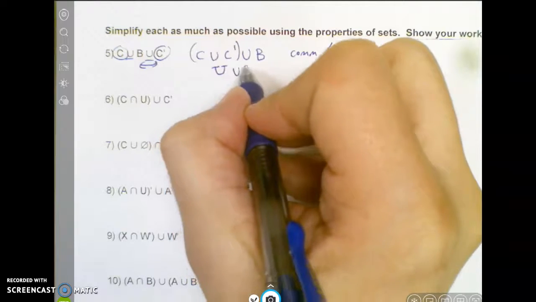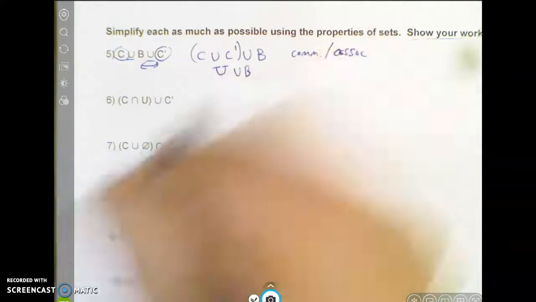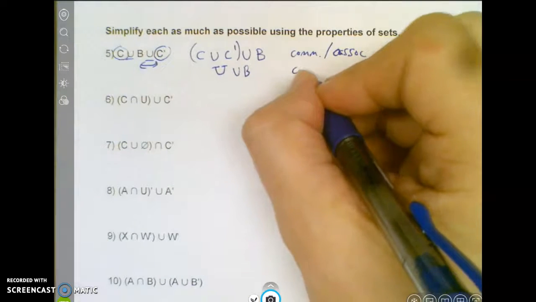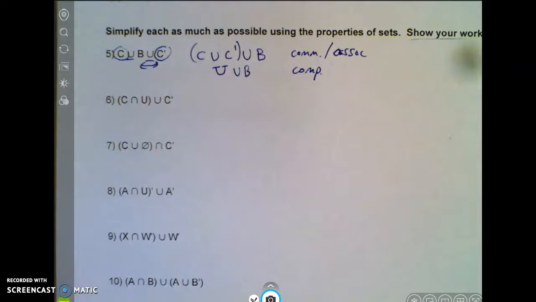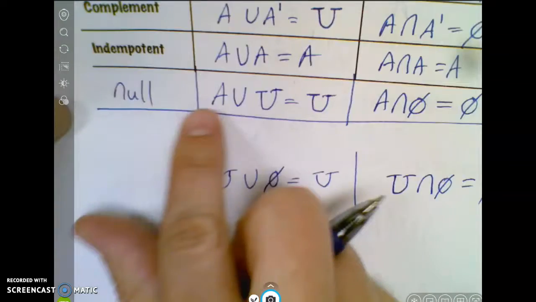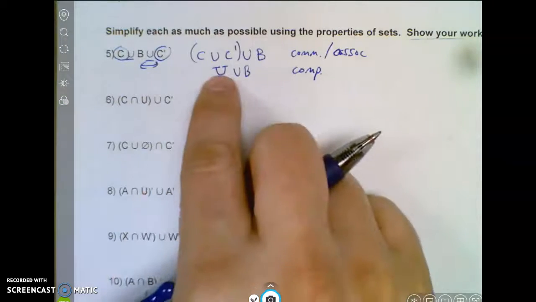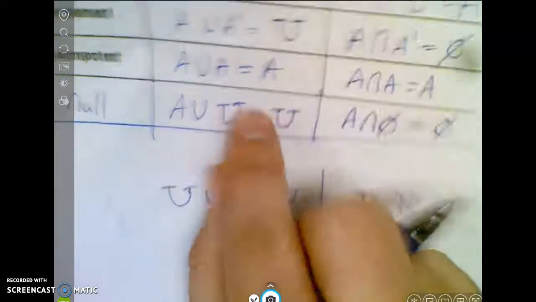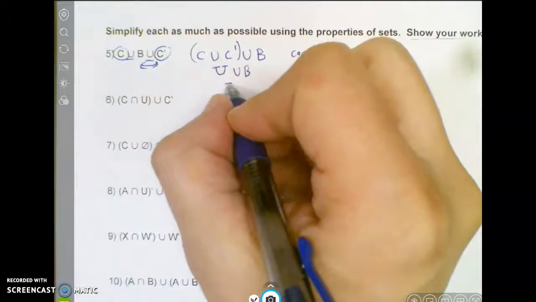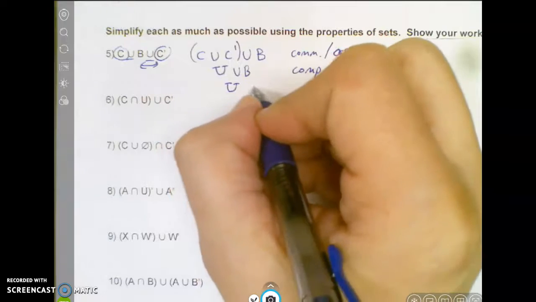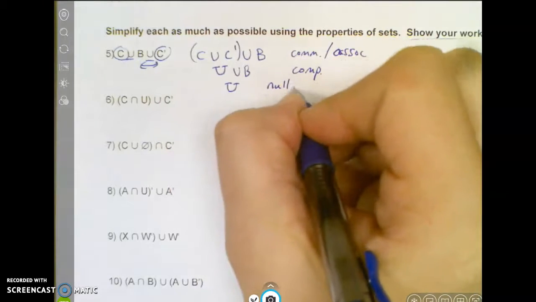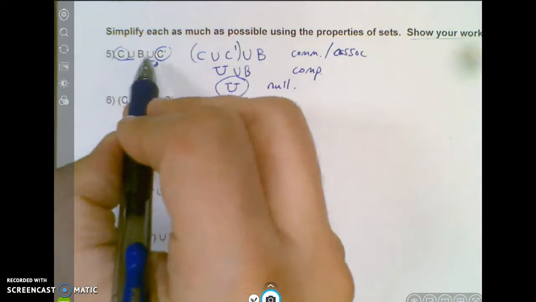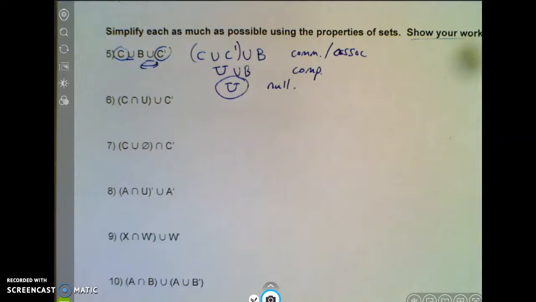I try to put some tails on it because otherwise it looks like a union. So what was that property called? The complement property. Okay, and then the last one is the null property, because if I put the universe together with B, it's like universe together with A was universe, it swallows it up and just leaves you with the universe. And that was called the null set. So the end answer, it looks kind of crazy, C union B union C not, is the universe.